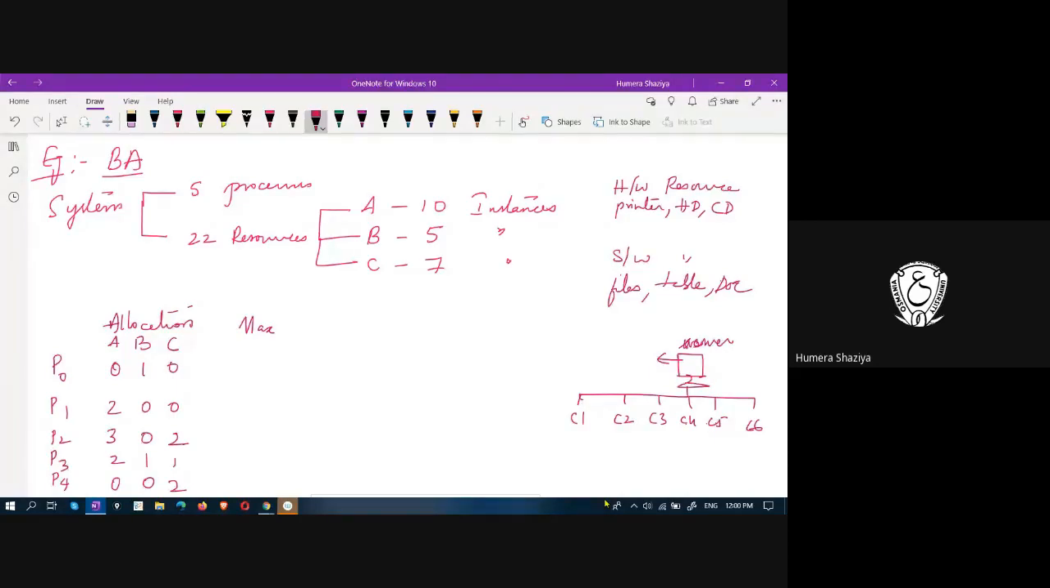This is the system. Let me take only 5. So there are 5 clients and one server. All requests from C1 go to the server, C2 also goes to the server, C5, and so on. Suppose the server has a resource with 10 instances. Consider a printer only.